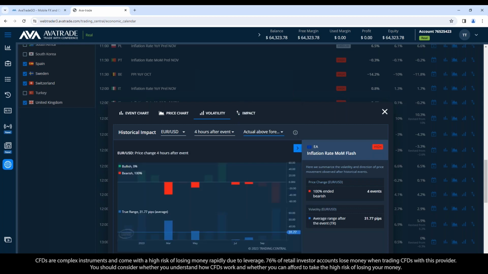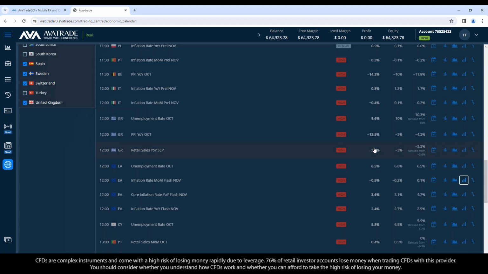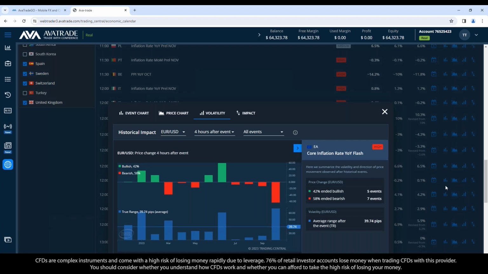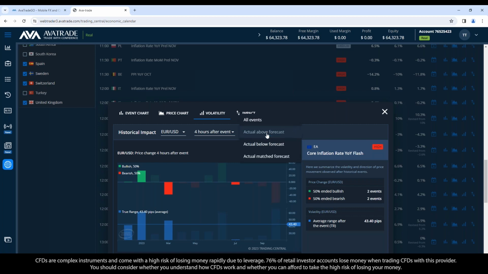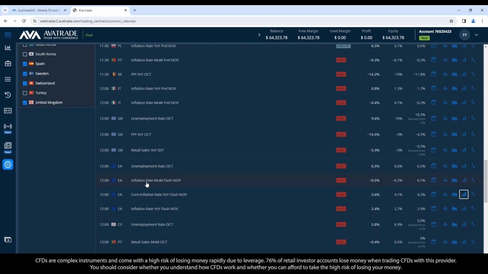What if they came in above forecast? Well, then 100% of the time, the euro dropped against the USD. Okay, that didn't happen today, right? It came in below forecast. So let's look at the other data, inflation rate year over year rather than month over month. Okay, we just looked at the month over month. Maybe the year over year has more convincing data one way or another. So if we say it comes in above forecast, it's 50-50, not interested in that. Below forecast, 50-50.